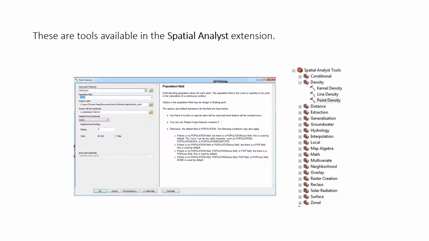The two tools that we're going to be talking about here today are kernel density and point density. There's a line density that'll work on line input features if you're interested in that. And both of these are found in the Spatial Analyst extension. But again, most of the time I just would search for these.